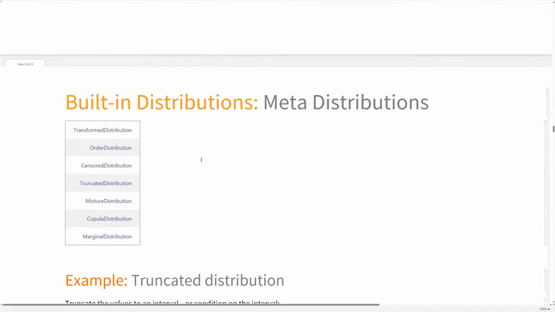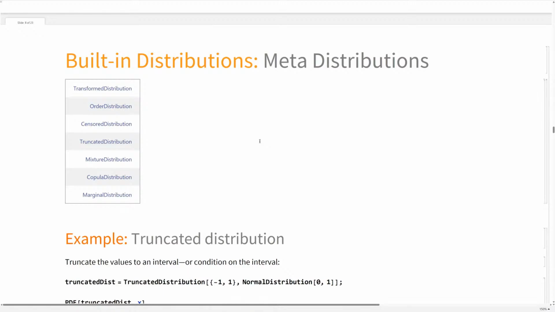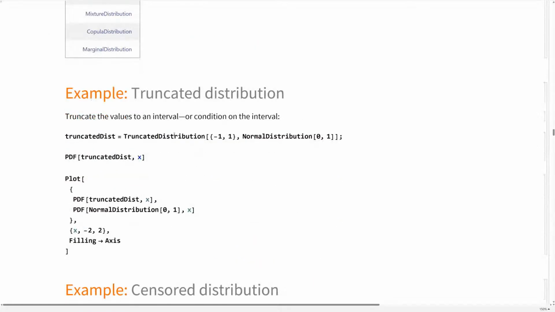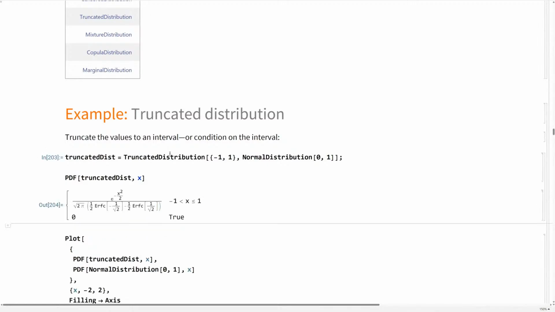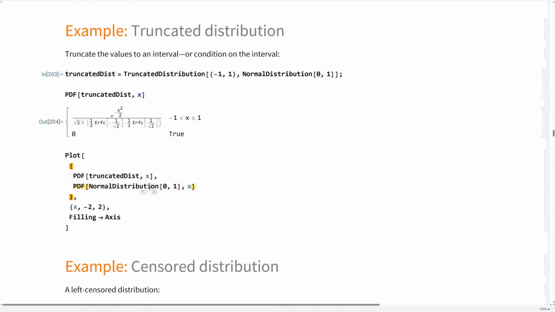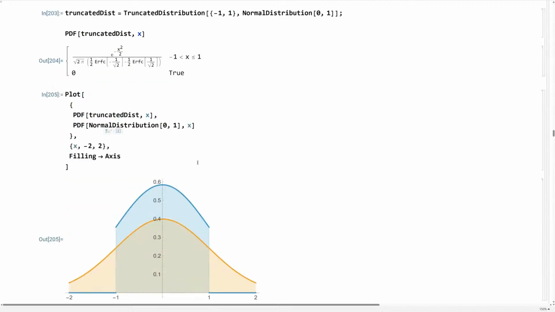All right, the next examples are these meta distributions, which are the mixture of existing distributions. And again, we can apply the same trick. So this one is truncated distribution. Let's see. Truncate the value to an interval or condition on the interval. And again, we're just doing the plot and the PDF of this. All right, let's see what we get.